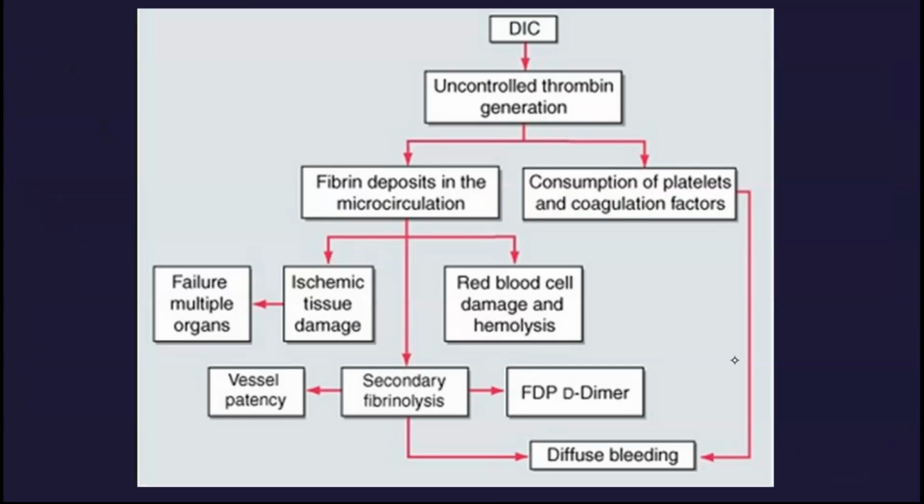So here we go. This is what happens. The body starts to make too much thrombin in response to an insult. And then as the platelets and coagulation factors and thrombin are used up, the patient starts to bleed. And then you have the deposits in microcirculation, tissue damage, red blood cell damage, multiple organ failure. It's just not a good situation.